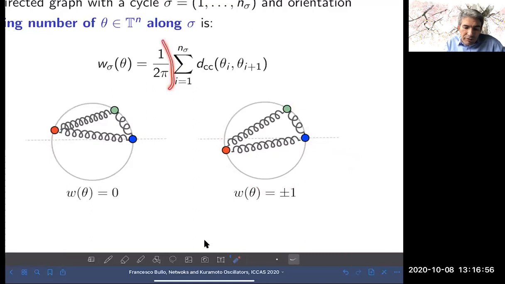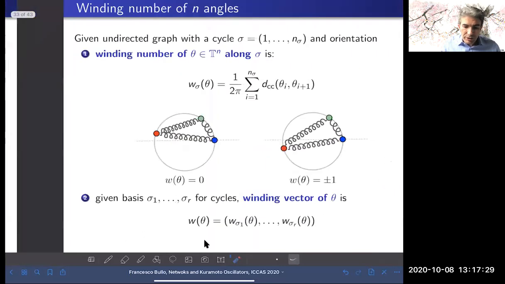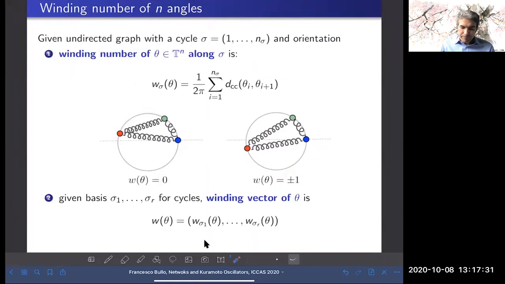The bottom line is that if I normalize by 1 over 2 pi, the sum of the counterclockwise differences in this 3-node example is a multiple of 2 pi. And then I scale it, and so it's an integer: 0, plus 1, minus 1. I'm going to refer to that as the winding number of this cycle. In other words, I have a graph, I have a cycle, along the cycle I sum counterclockwise differences and I obtain the winding number.